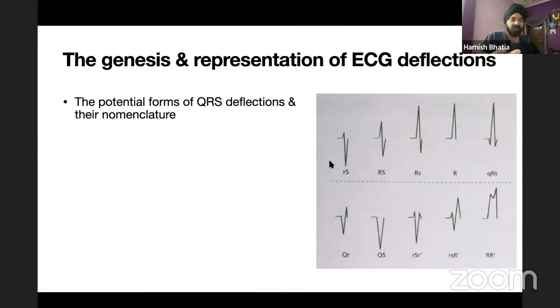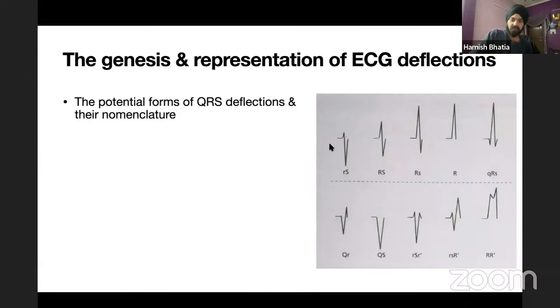ठीक है? कई बार ऐसा हो सकता है कि पहला negative आया ही नहीं, direct positive आ गया. कई बार हो सकता है कि पहला negative आया, फिर positive आया, फिर कुछ भी sequence हो सकता है. ठीक है? But this is to be remembered that the first negative wave will be Q wave. Q wave is always negative, R is always positive. ठीक है? So first negative is Q, first positive is R, and after that comes whatever last activation is S.